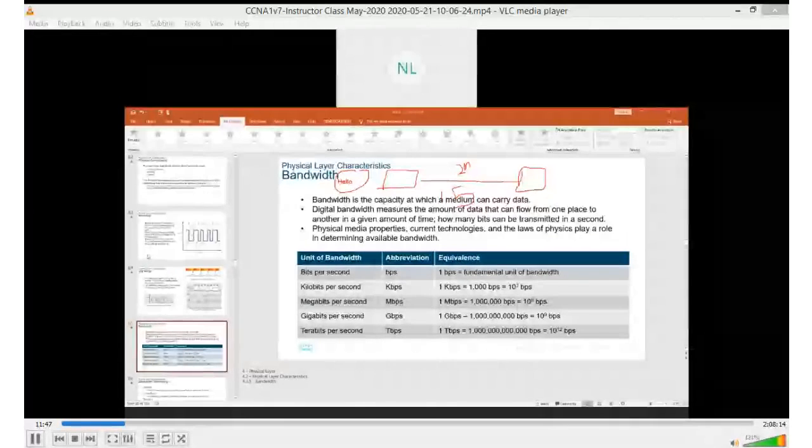So another thing when we're talking of bandwidth, there are some similar terminologies when talking of bandwidth.